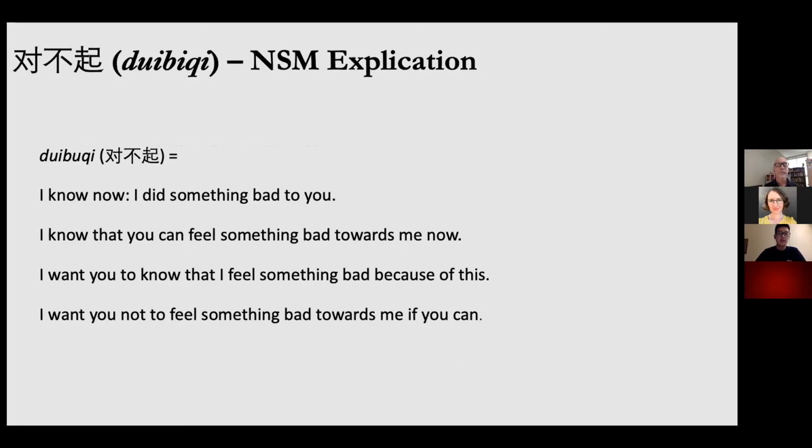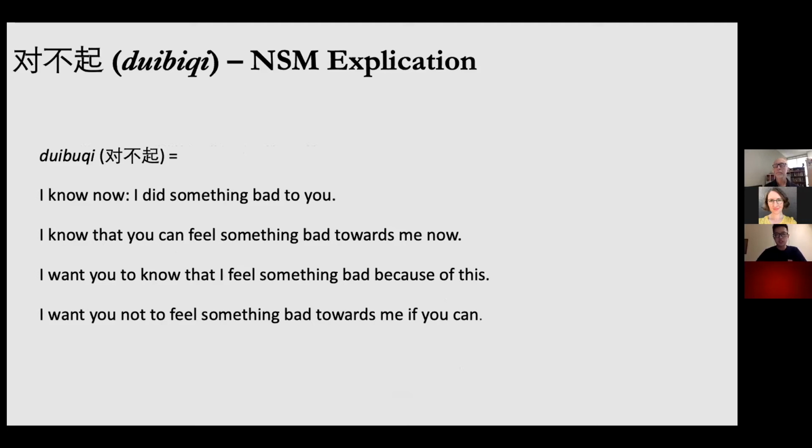So next, I come to the NSM explication of 对不起. 对不起: I know now that I did something bad to you. I know that you can feel something bad towards me now. I want you to know that I feel something bad because of this. And I want you not to feel something bad towards me if you can.